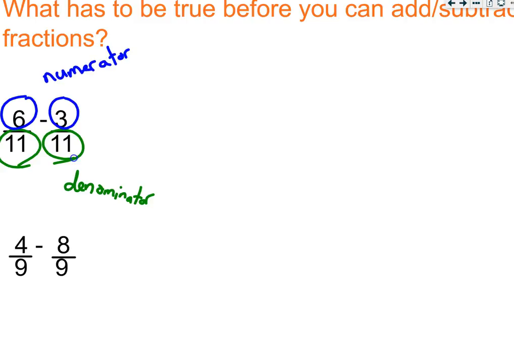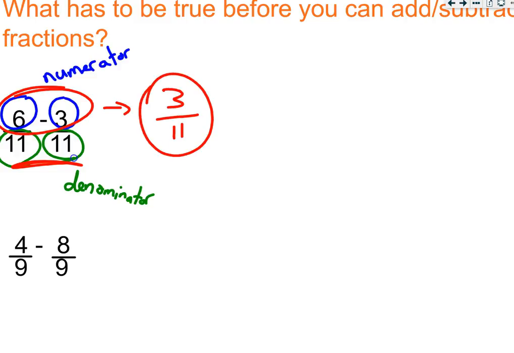So making sure that the denominators are the same before subtracting or adding. In this case, we are ready to go. What is 6/11 minus 3/11? That is really just taking the top two numbers and subtracting them, giving you 3/11 remaining.